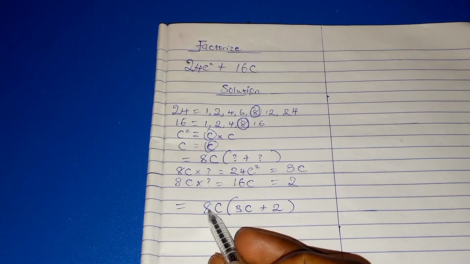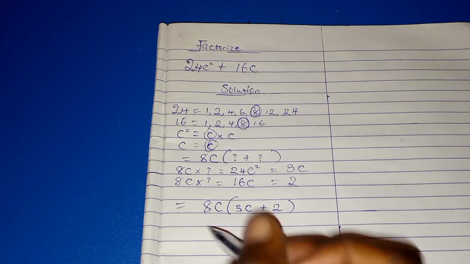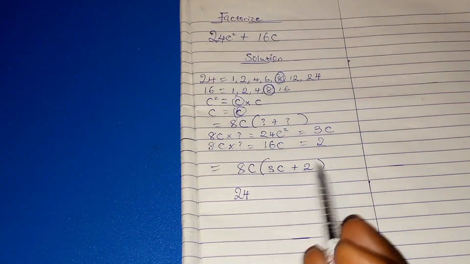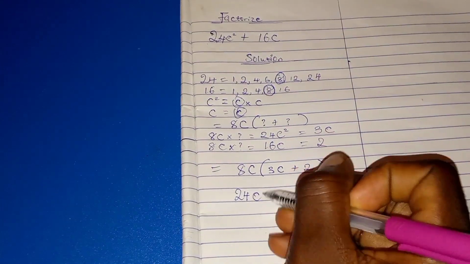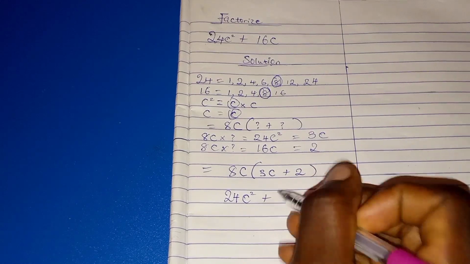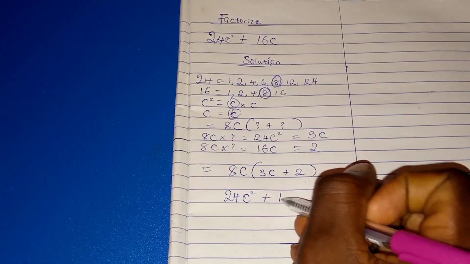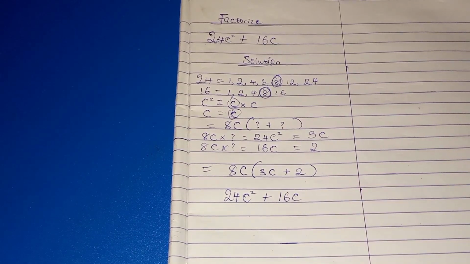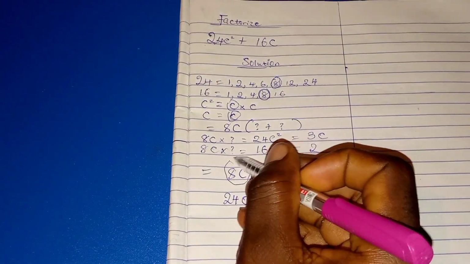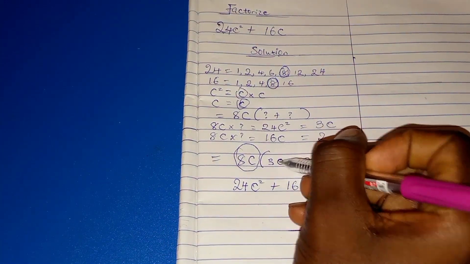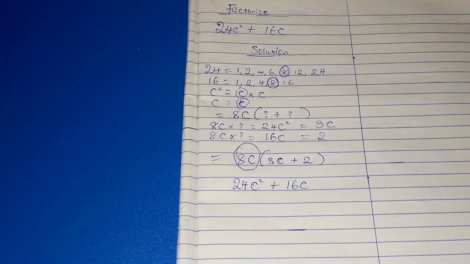Now, if we multiply these out, we will derive our first expression. 8 multiplied by 3 is 24, c multiplied by c is c square, plus 8c multiplied by 2 is 16c. So we have factorized this given expression. 8c is that given number which, if we multiply it by the other numbers, will give us back our original expression.